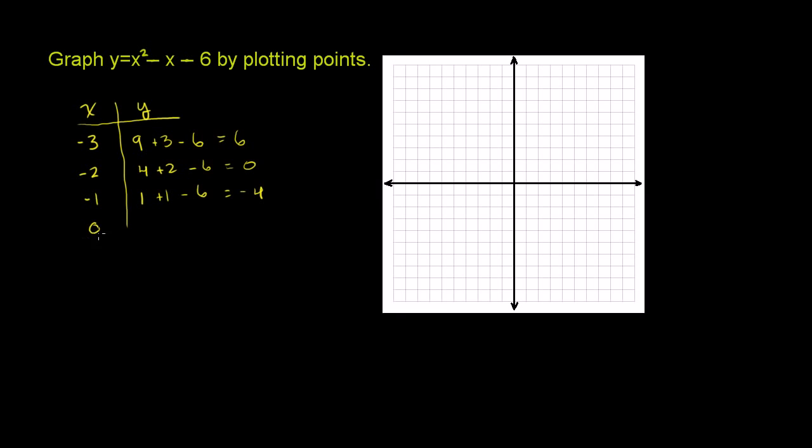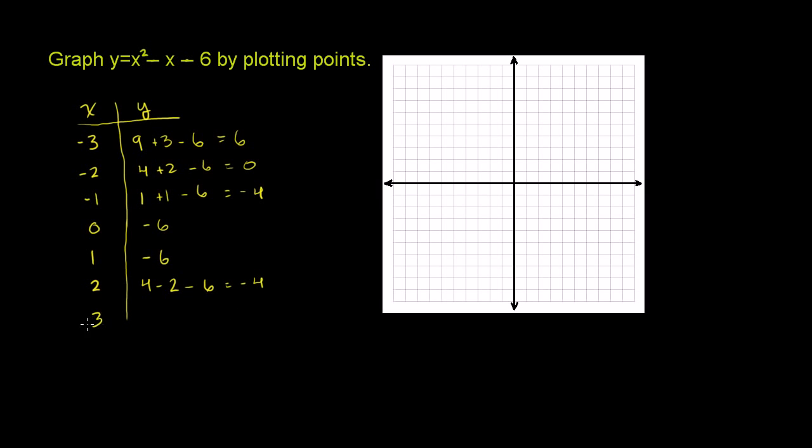Let's go to 0. If x is equal to 0, these two terms are 0, and then y is equal to -6. Let's go all the way to positive 3. If x is equal to 1, we have 1 squared minus 1. Those cancel out, and then you have just a -6 there. And then if x is equal to 2, we have 2 squared, which is 4, minus 2 minus 6. So 4 minus 2 is 2, minus 6 is equal to -4.